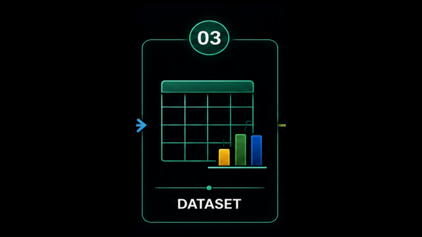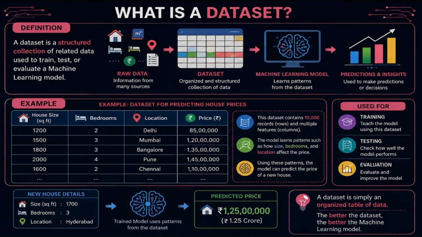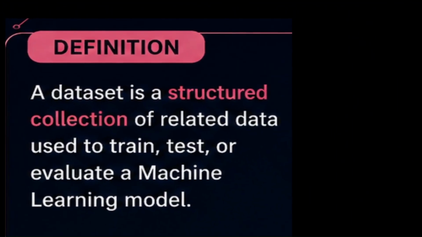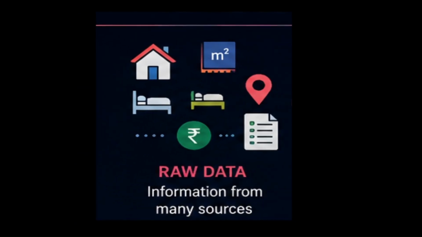Now let's move to our next term, that is data set. So what is data set? Simple definition is, a data set is an organized collection of related data. We already understand what data is, right?